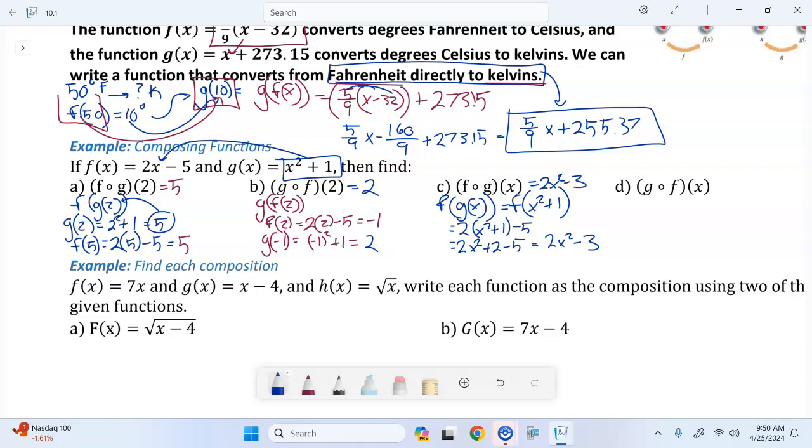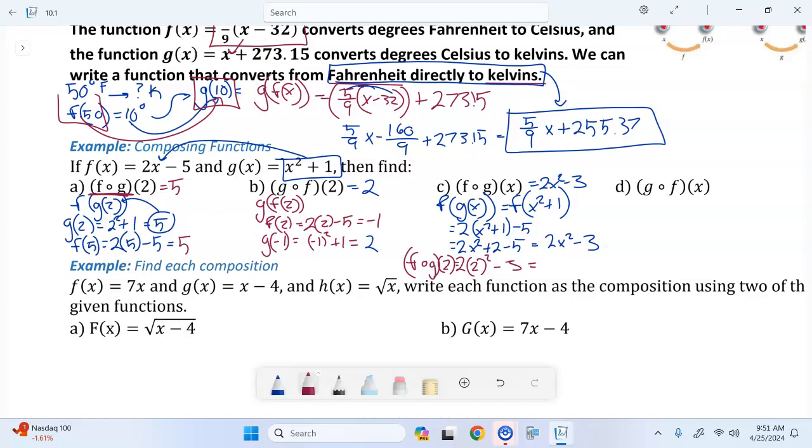Let's compare that to the first problem we did, where we took f of g of 2, we plugged 2 into g, then we took that output and we plugged that into f. If we evaluate f of g of 2, and I know that f of g of x is 2x squared minus 3, if we evaluate for f of g of 2, it should be the same, right?